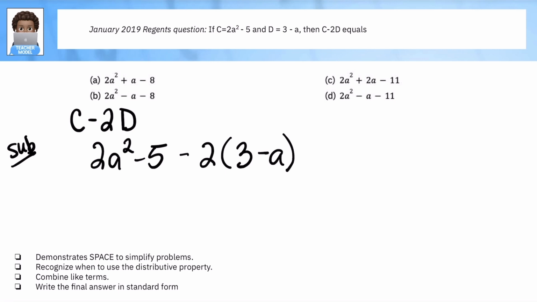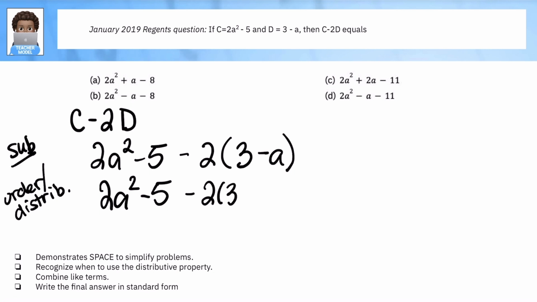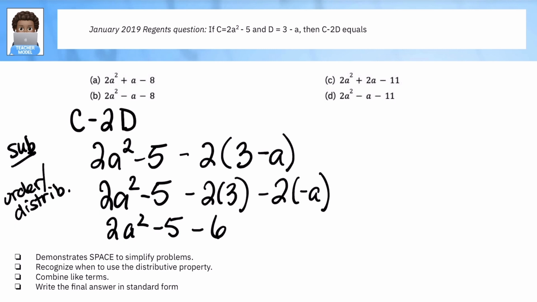Okay, so where am I going to start now? I'm going to use my order of ops. And that means I'm going to start with, could I do anything in the parentheses? No, 3 minus a, they are not like terms, but I can distribute. So I'm going to do that. I'm going to leave the first parts alone. And now I'm going to distribute minus 2 times 3 and minus 2 times negative a. So now I have 2a squared minus 5 minus 6 plus 2a.